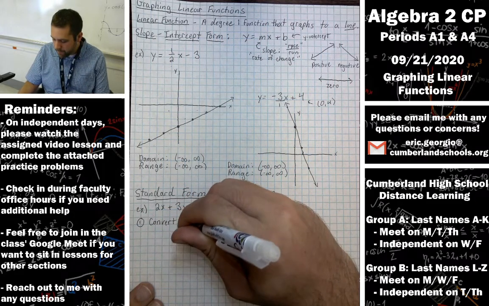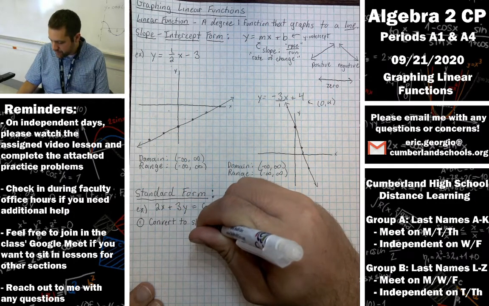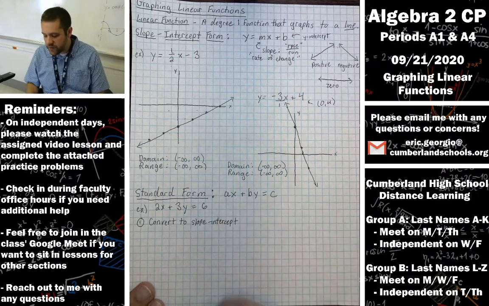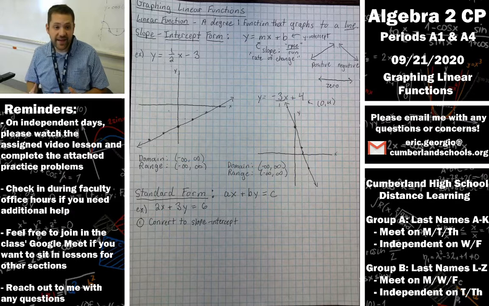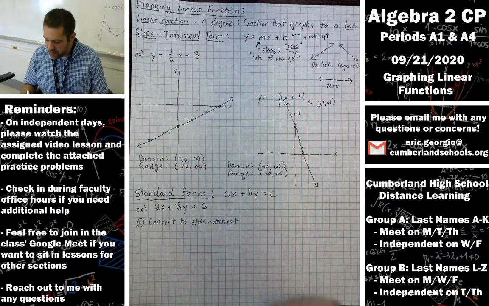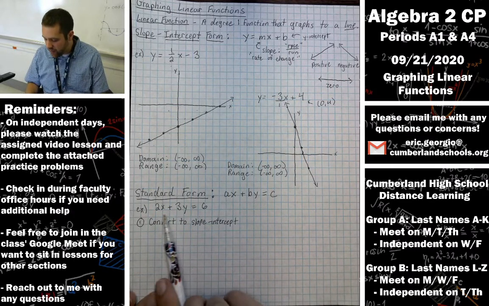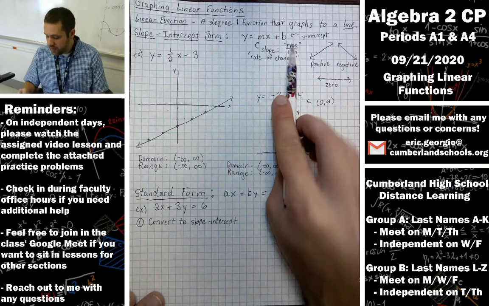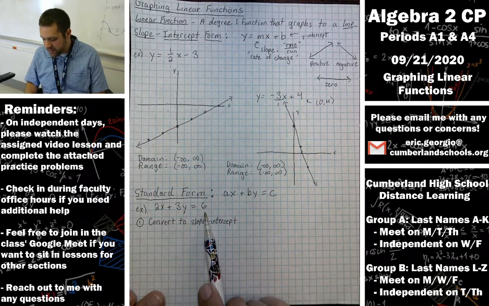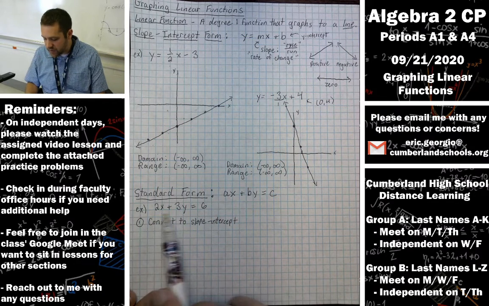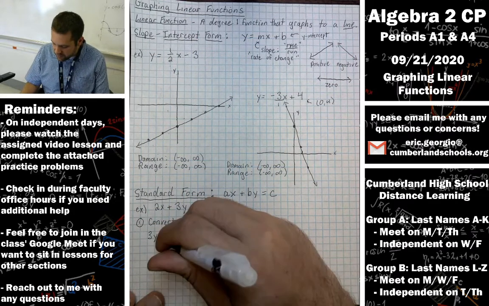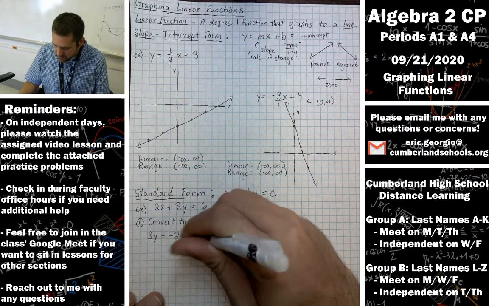One thing that we can do is use a little bit of algebra to manipulate that and get it to be slope-intercept form. So how would I do that? Well, I want this to look like y equals mx plus b, so I would need to move the x to the other side. I could take this equation and subtract 2x from both sides. That gives me 3y is equal to negative 2x plus 6.